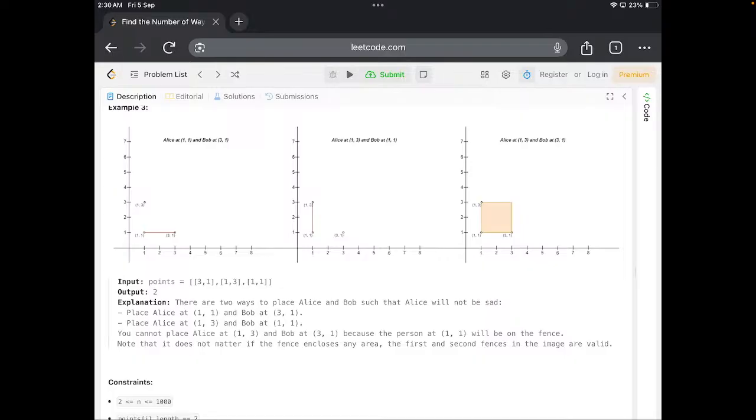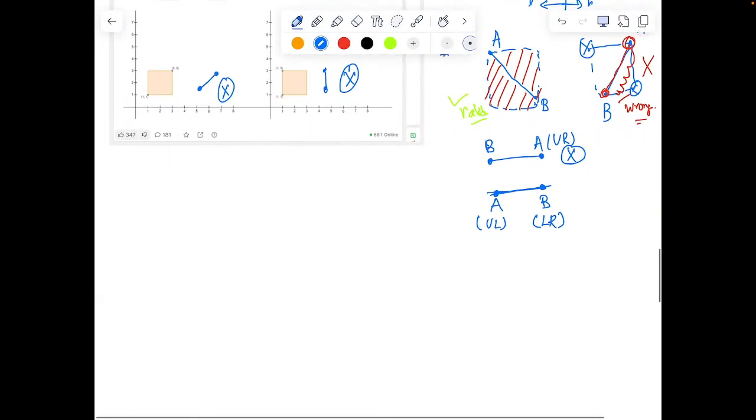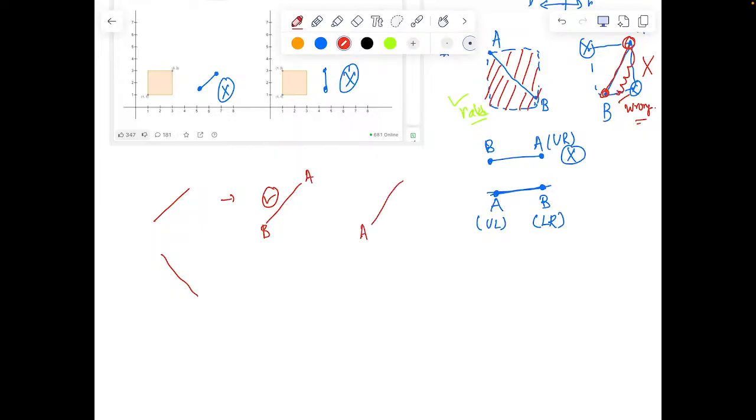Let me demonstrate that. Let me just write down all the cases so that it is easier for us to follow across. So first case, this diagonal and this diagonal. Now there are two cases here. So first case, what we do, we place Alice over here, Bob over here. This is accepted. Then the same case with Alice over here, Bob over here.